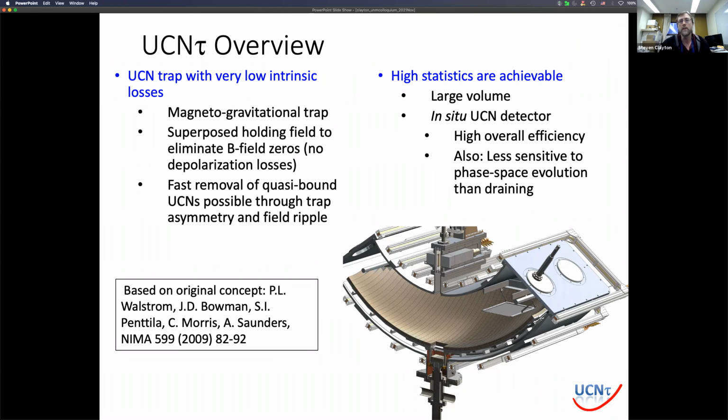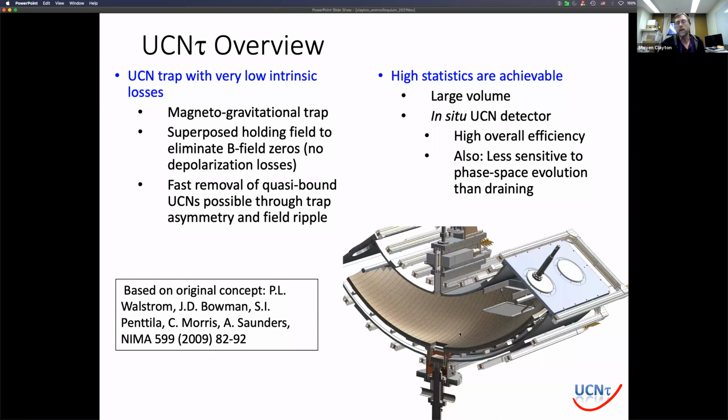The other key feature of this, which is new for these lifetime experiments, is that we don't drain the neutrons out the bottom. Instead, we bring a detector to the neutrons. So we lower this active detector down from the top, and then it has a boron 10 surface that soaks up the UCNs, that kicks off a lithium and an alpha, and then that's detected by a scintillator that's behind this boron 10. So that's both very efficient, and it also avoids any possibility of weird effects that could change how we count with a long holding time versus a short holding time.